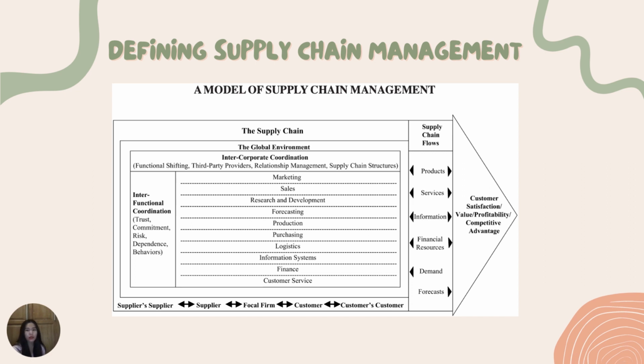A supply chain can be pictured as a pipeline. This figure illustrates a view of the pipeline from the side, showing directional supply chain flows: products, services, financial resources, the information associated with the flows, and the information flow of demand and forecast. It also shows the critical role of customer value and satisfaction to achieve competitive advantage and profitability for the individual companies in the supply chain.